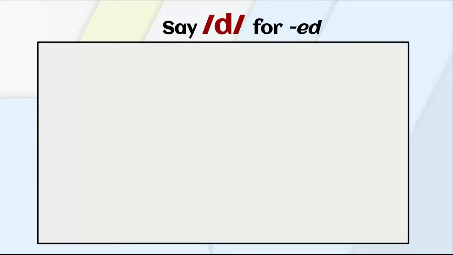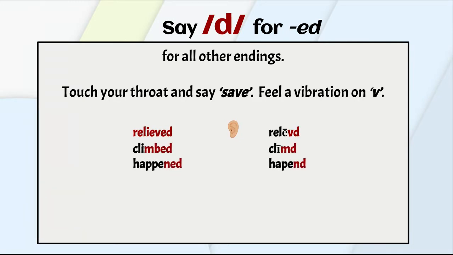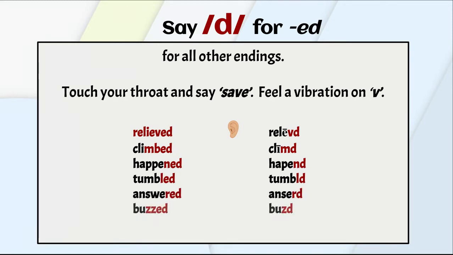Say d for ed for all other endings. Touch your throat and say save. Feel a vibration on v. Relieved, climbed, happened, tumbled, answered, buzzed, replied.